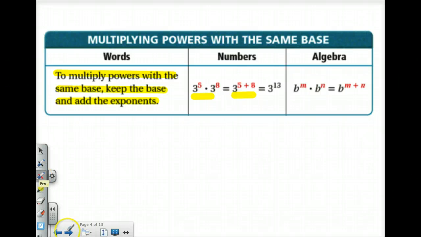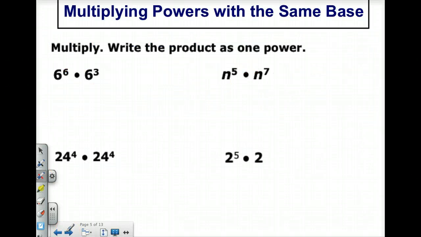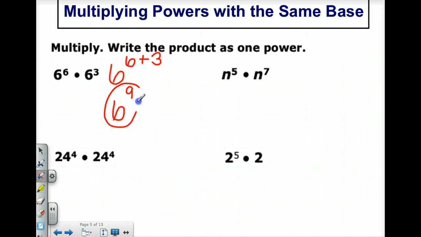We're going to go ahead and try a few here together. Problem number 1, 6 to the 6th power times 6 to the 3rd power. The bases are the same. Our exponents, we need to add them together. And yes, ladies and gentlemen, I want to see you write this down when you're working these out so you don't make any silly calculation errors. And that becomes 6 to the 9th power for our final answer.